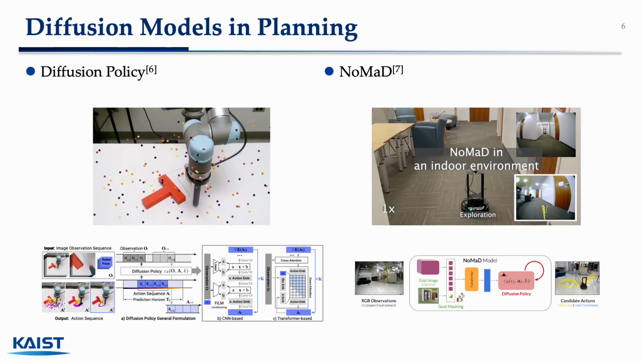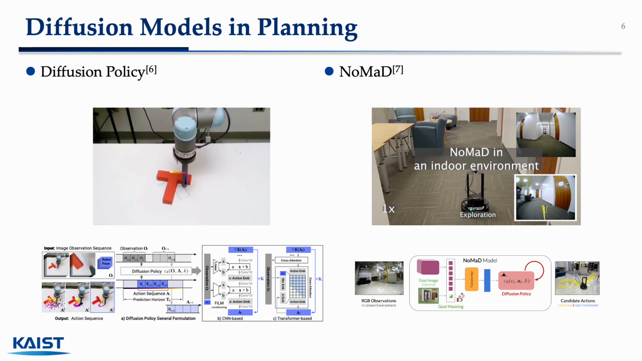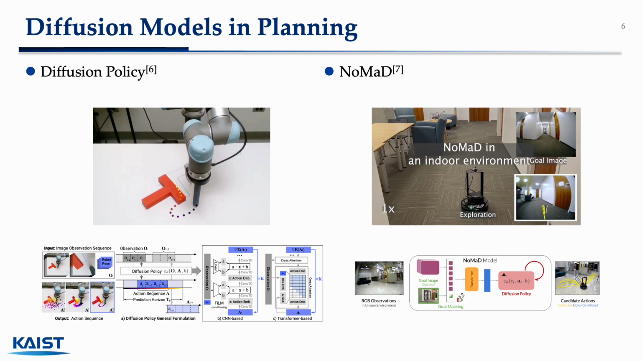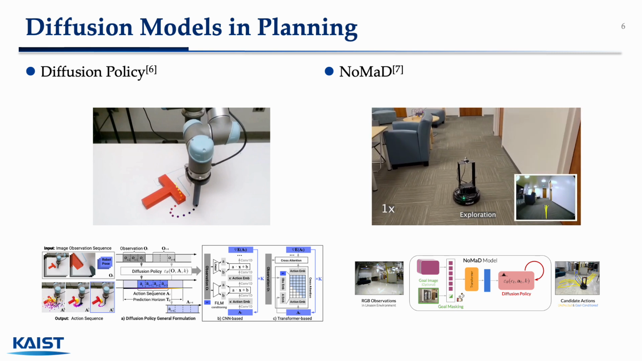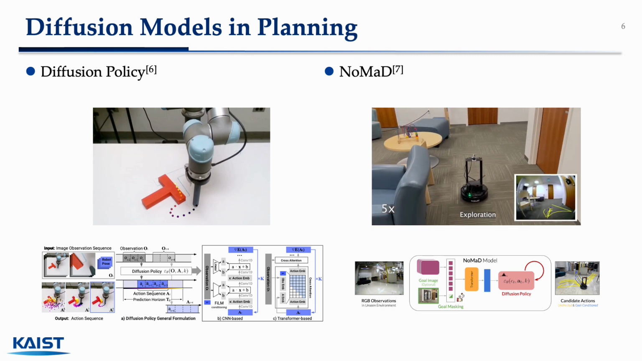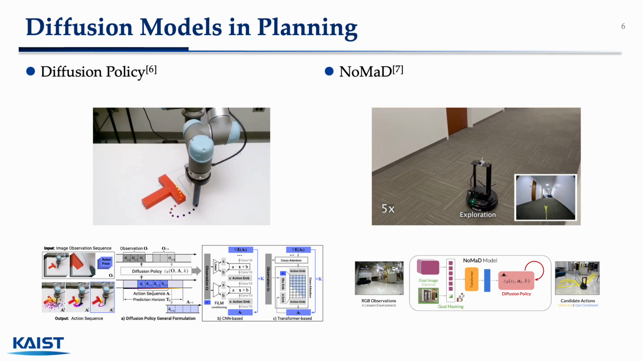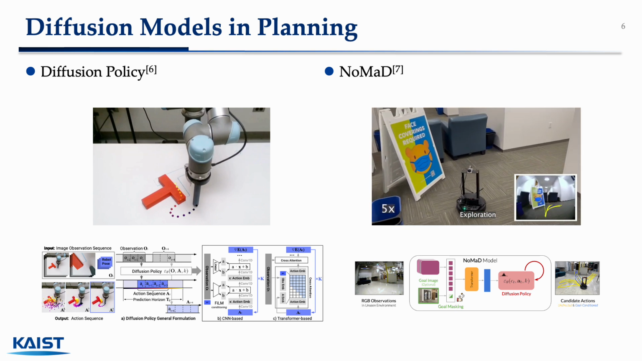There are a number of studies that adopted diffusion pipelines in planning and navigation tasks. For example, Diffusion Policy applies diffusion models to robotic manipulation by learning conditional trajectory distributions given task contexts. Or NoMaD formulates image-based navigation as a conditional diffusion process, where the model generates trajectories conditioned on visual observations and goal information, enabling planning without an explicit map. In both cases, planning is framed as sampling from a learned conditional distribution over trajectories.